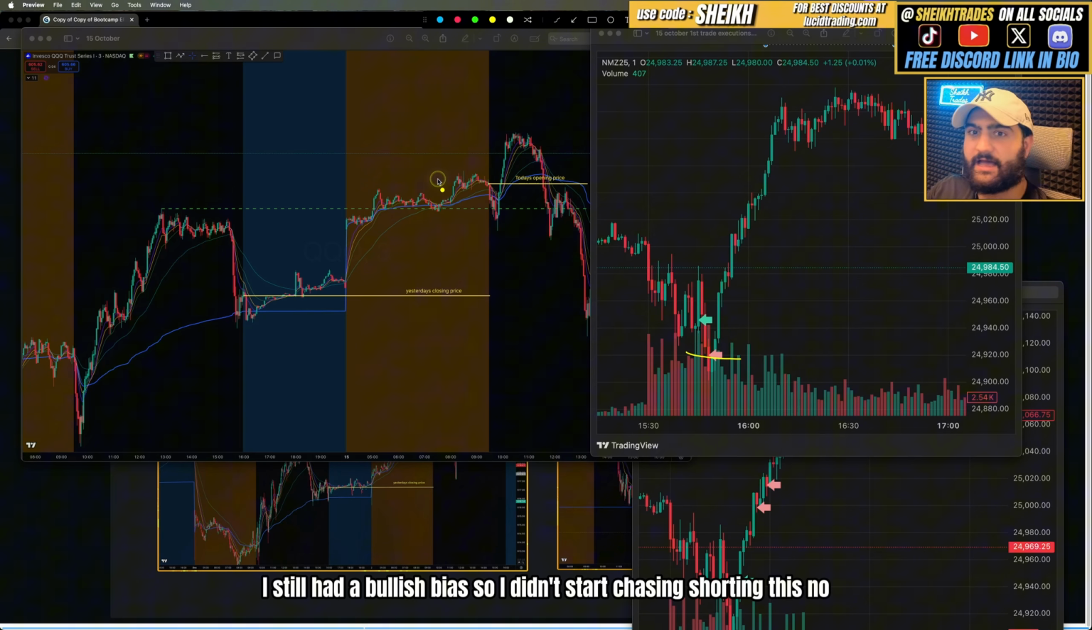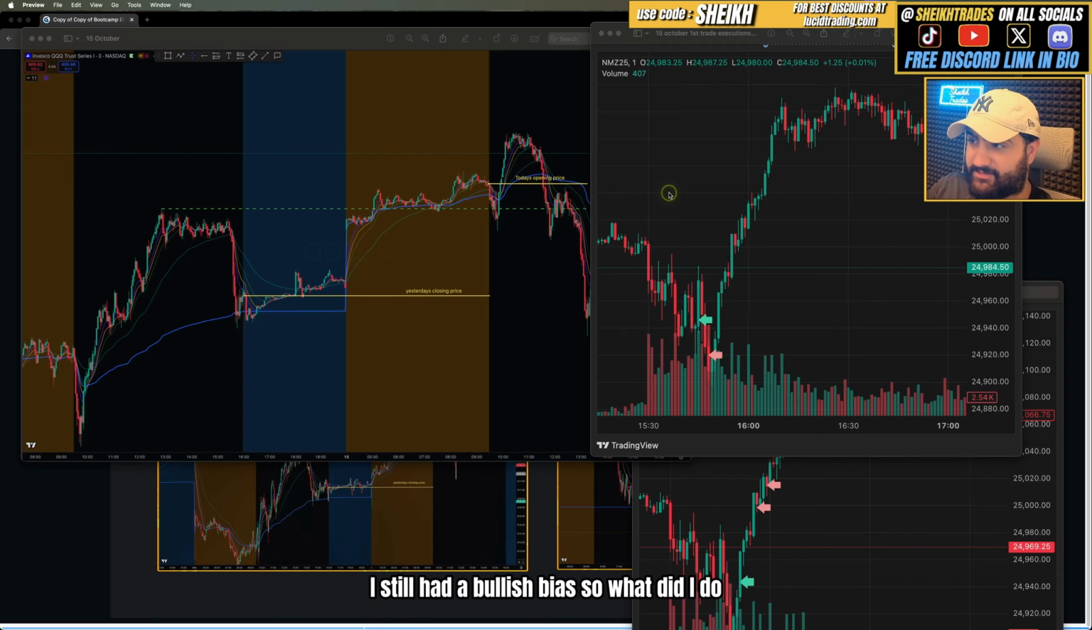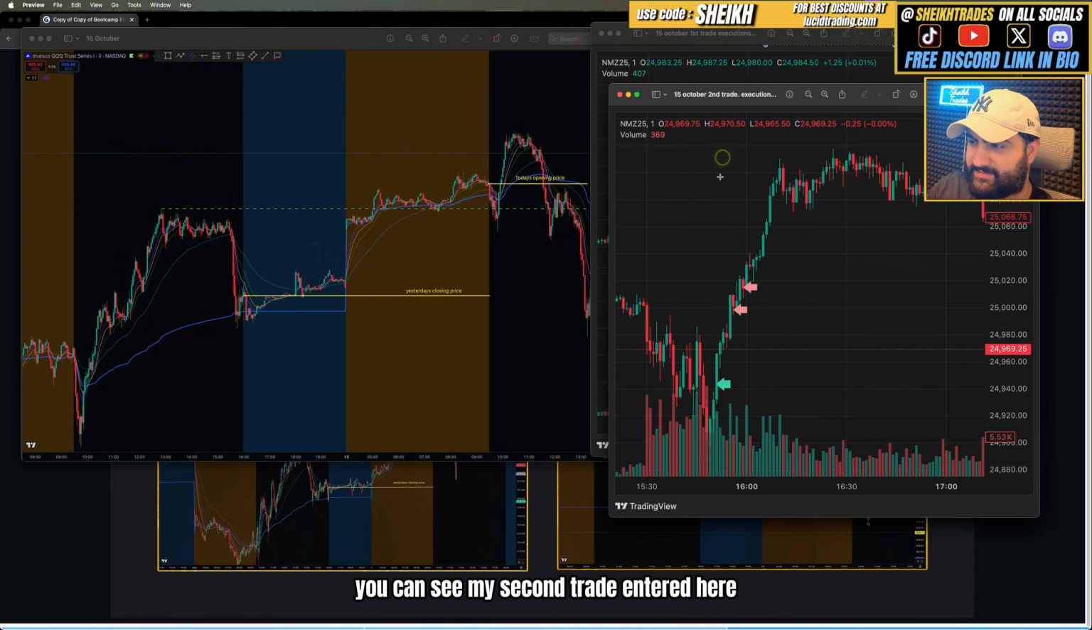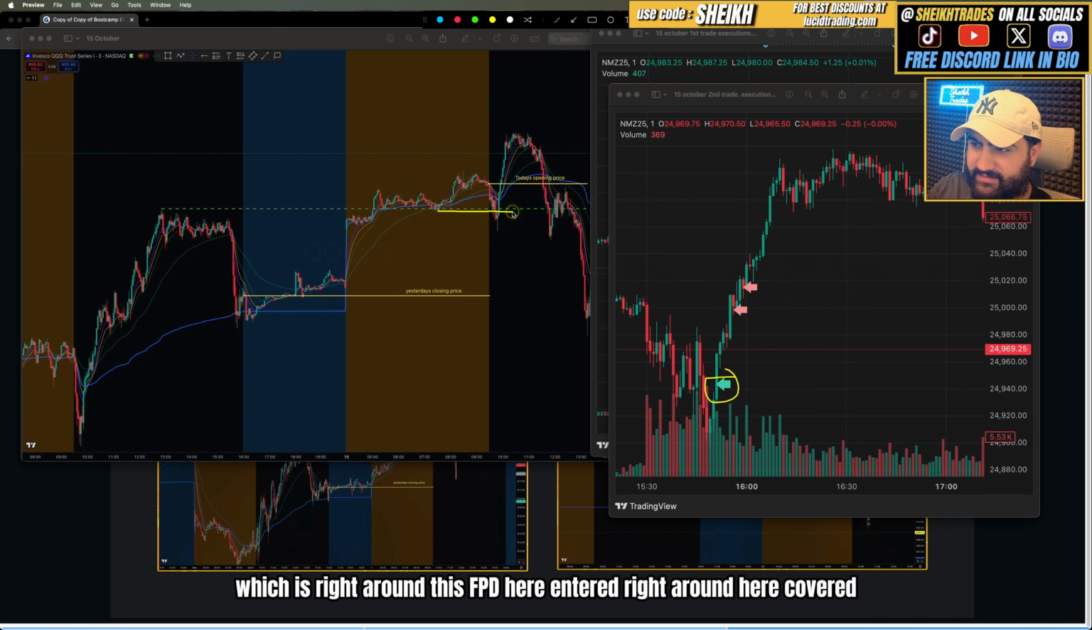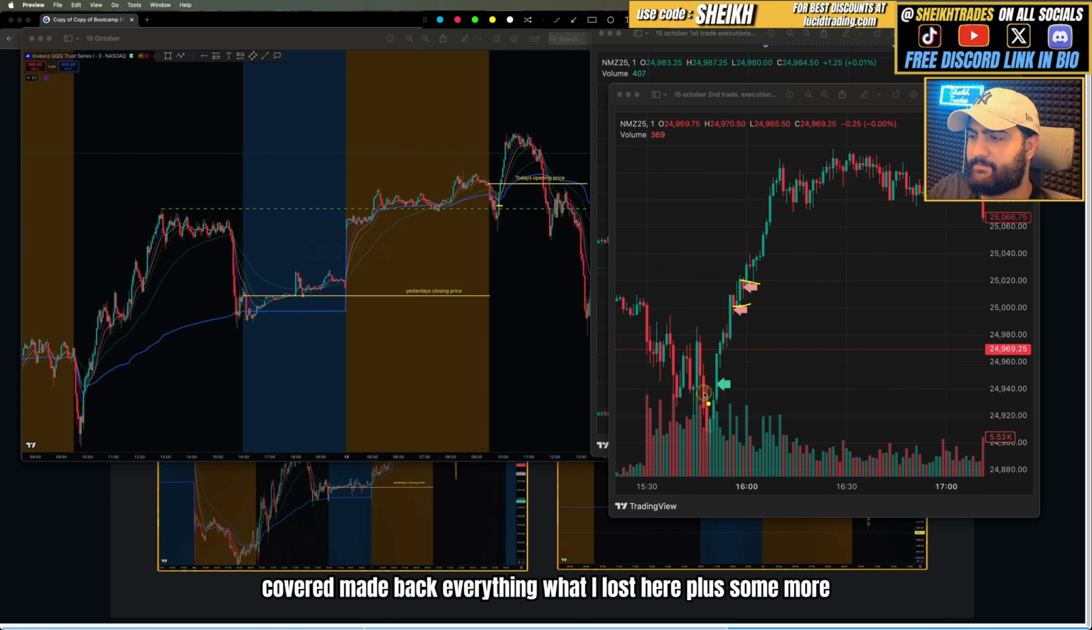So be it. I still had a bullish bias, so I didn't start chasing shorting this. No, I still had a bullish bias. So what did I do? You could see my second trade. Entered here, which is right around this FBD here. Entered right around here. Covered. Made back everything what I lost here, plus some more.